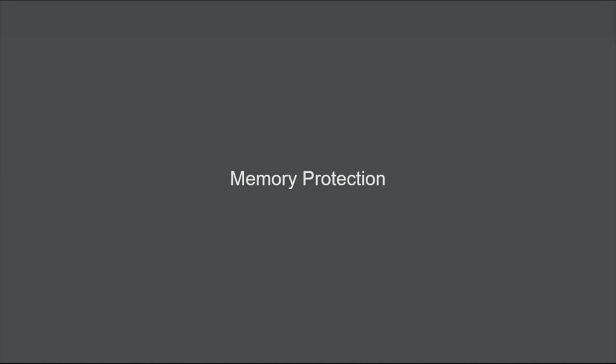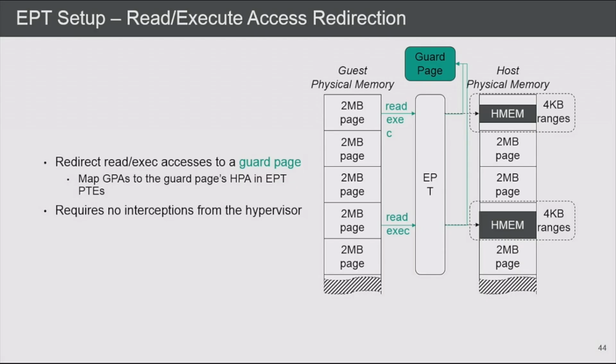In order to protect our memory from the guest, we made use of Intel's extended page table feature. And we basically have to separate read and execute accesses from write accesses here. For the first two, we simply redirect all guest accesses to a specific guard page. This is basically a single page which is allocated in hidden memory, where every access that is pointing to the hidden memory is redirected to.